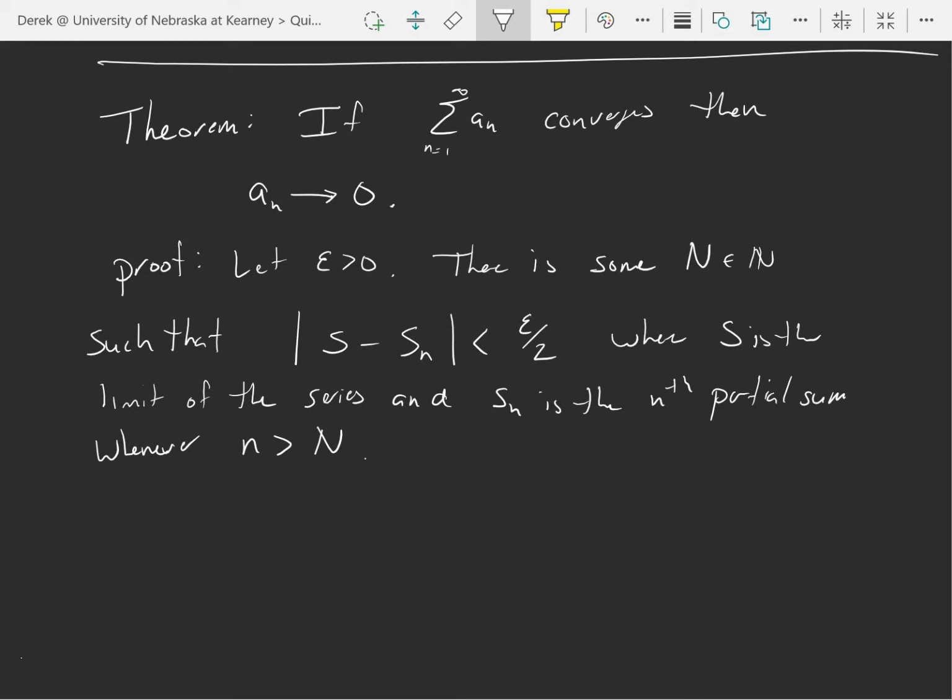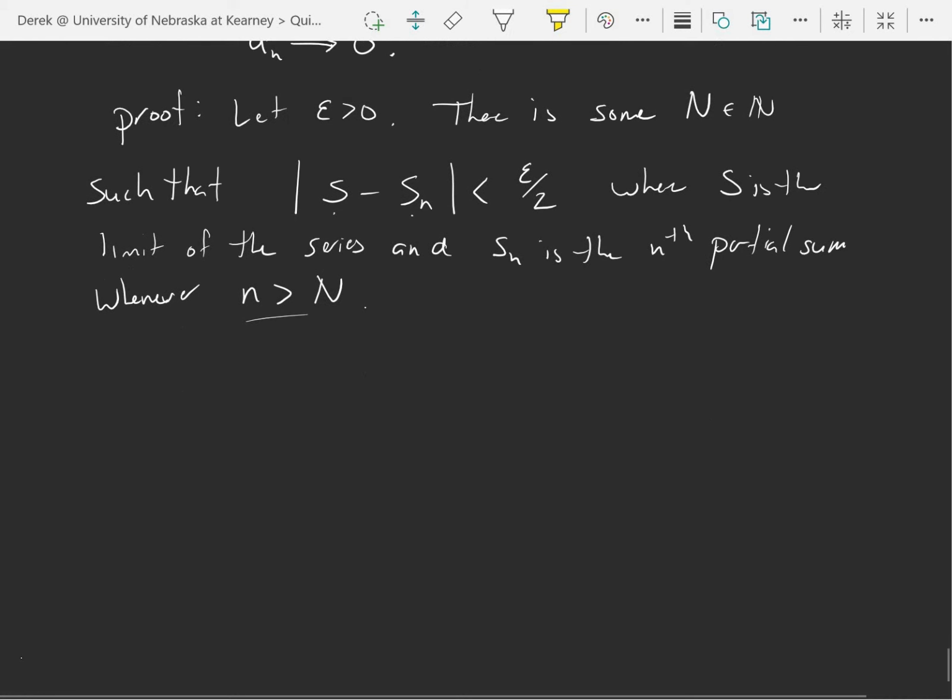Okay, so by definition a series converges if its partial sums converge to some limit. S is the limit that these partial sums converge to, so the difference between S and the partial sums gets small whenever I get far out in the sequence of partial sums. Alright, we're going to use epsilon over 2 because I need to use the triangle inequality to somehow get something about the individual a sub n's. So I'm going to take s sub n and s sub n plus 1 and take their difference. Okay, so then we want to show that a sub n minus 0 gets small.